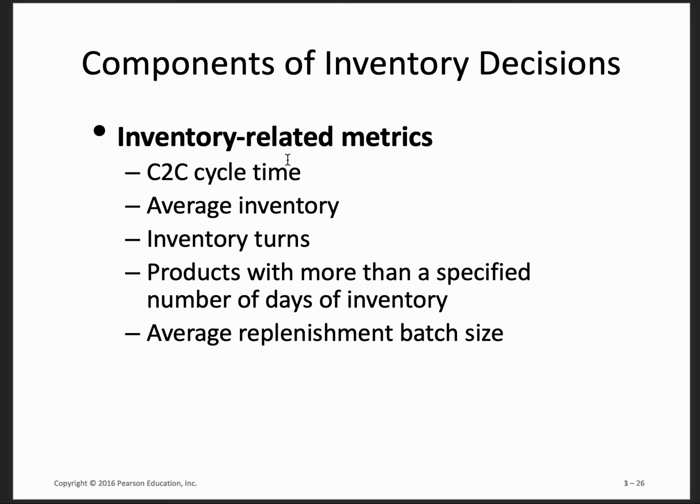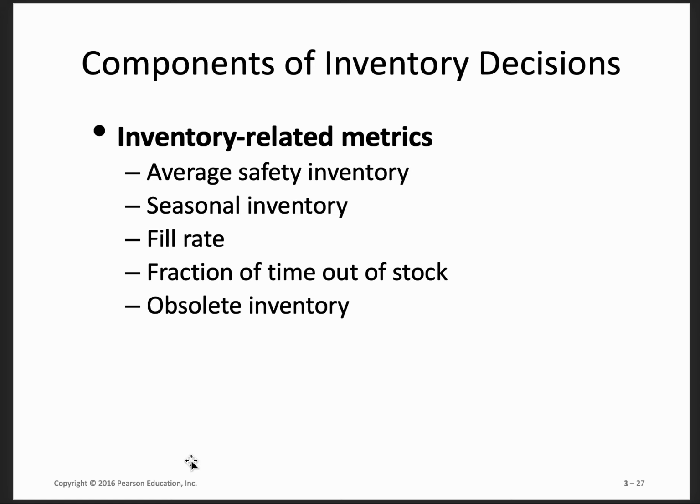Some of the important inventory related metrics, of course, we saw the cost to cost cycle time that we talked about in the financial metrics video. You have average inventory turnover, replenishment batch size, you have a safety inventory, fill rate, fraction of time out of stock, obsolete inventory, right? So these are some of the important metrics to do with inventory decisions.